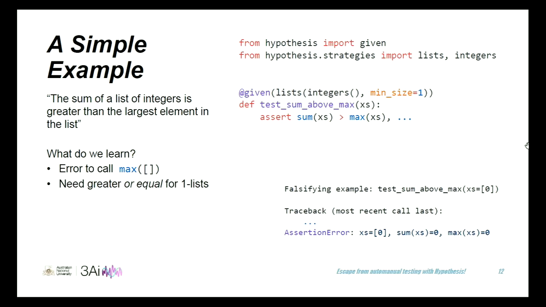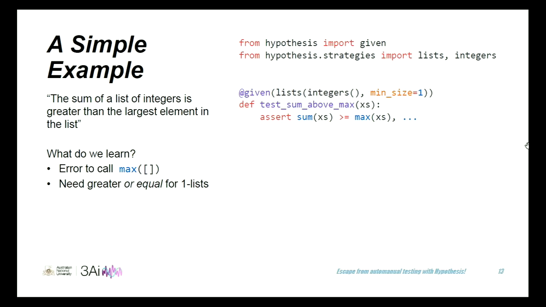And then, of course, if there's 1 element in a list, the sum is the same as the maximum. But Hypothesis doesn't just give us any list with 1 number, it gives us the minimal list with 1 number, which is a list just containing 0. So okay, equal to or greater than. Let's try that.